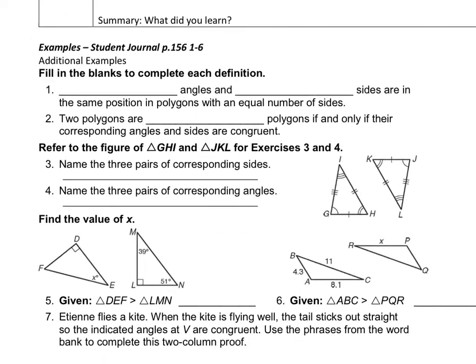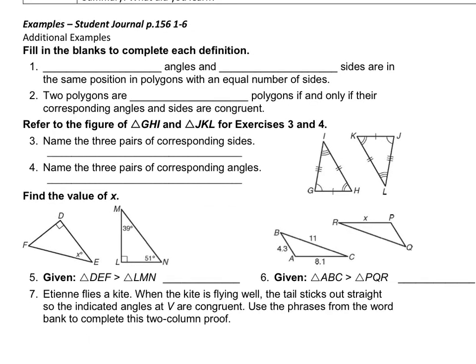We will do the student journal ones in class, but let's look here. It says fill in the blanks to complete each definition. Blank angles and blank sides are in the same position in polygons with equal number of sides. We'll say corresponding. Corresponding angles and corresponding sides. Two polygons are what if and only if they're corresponding? Congruent.